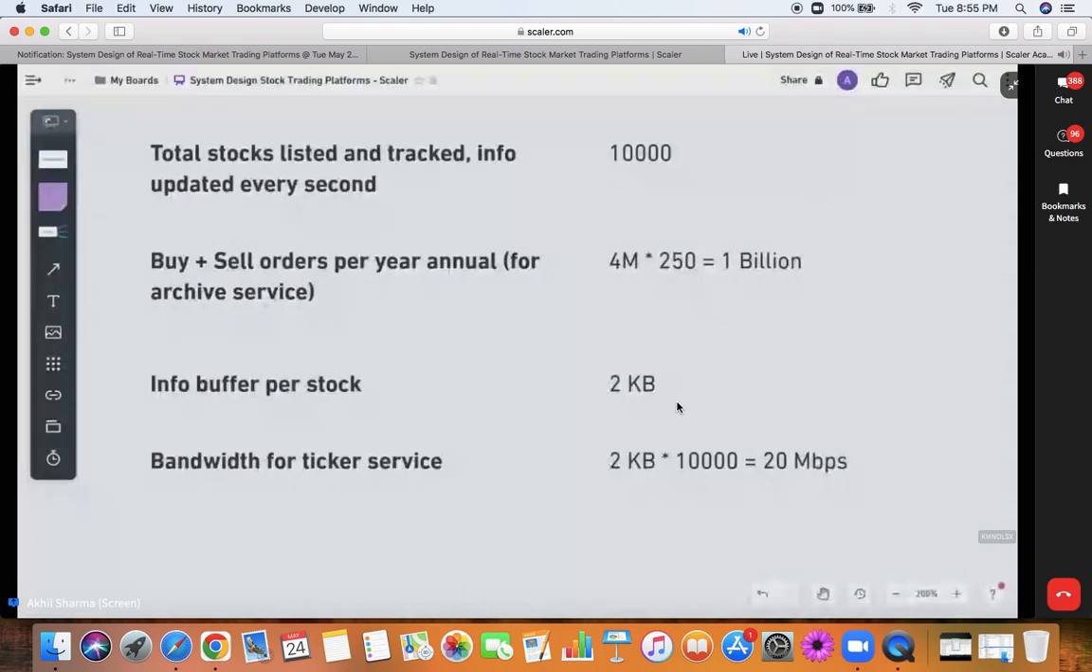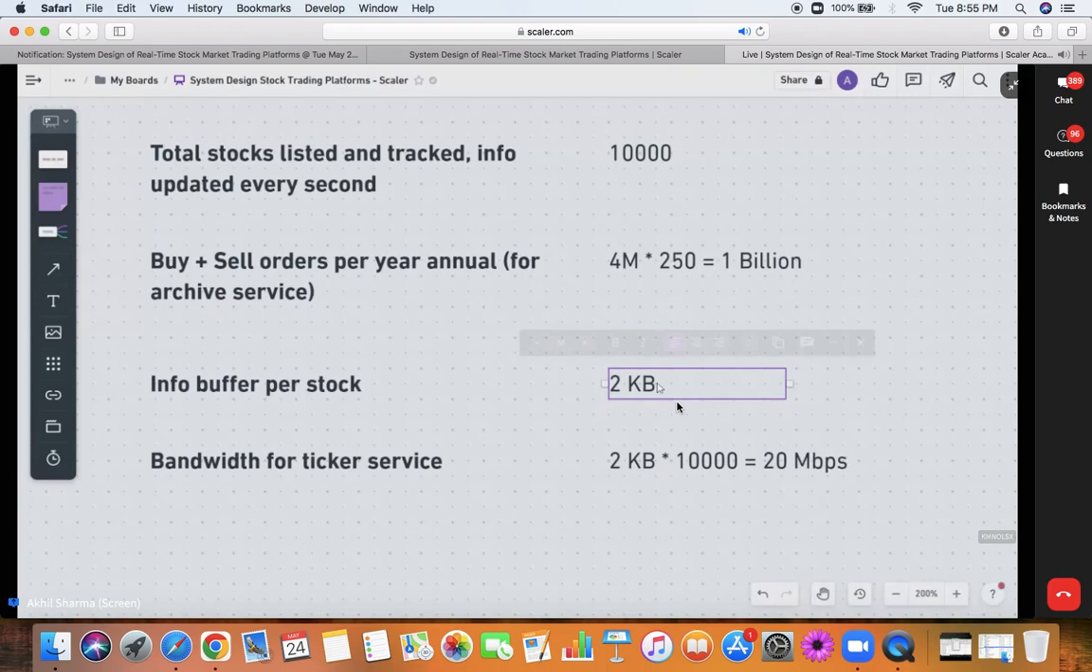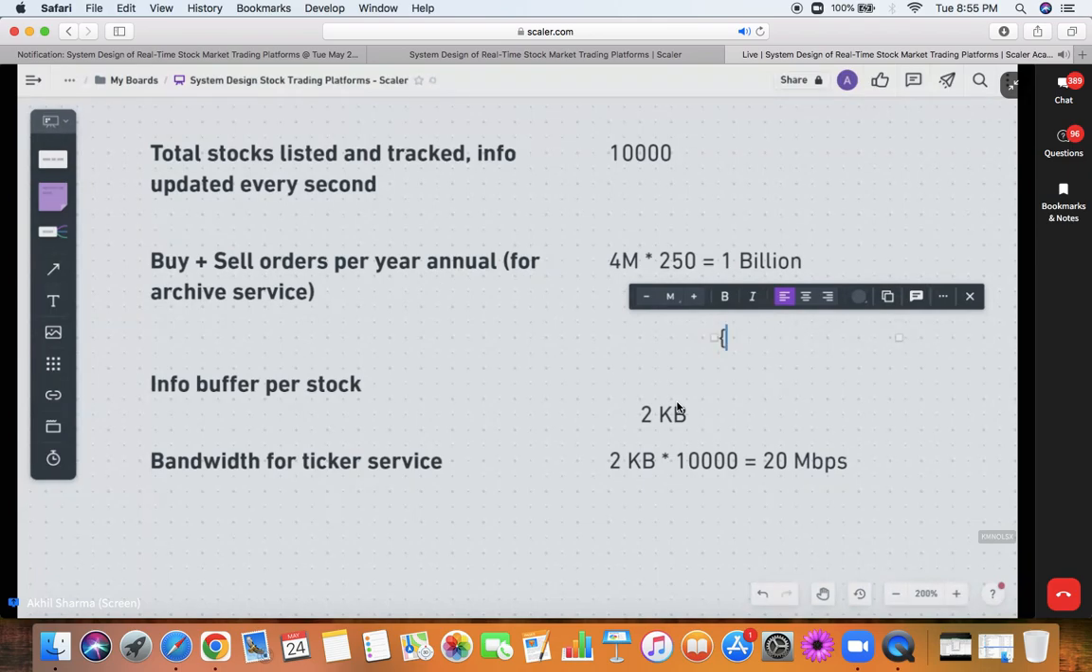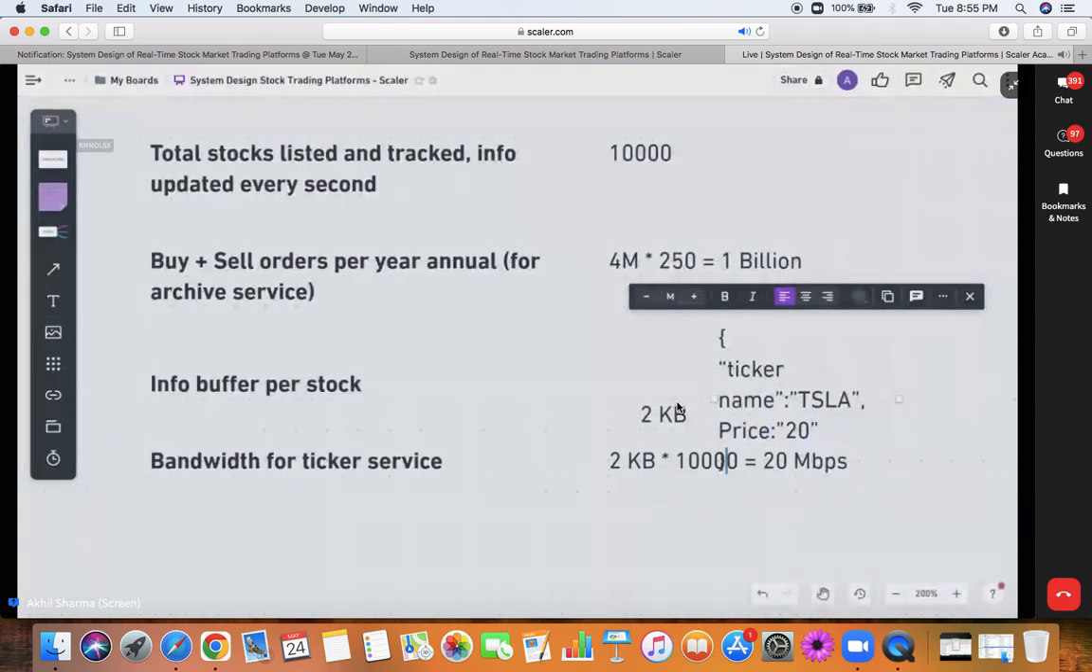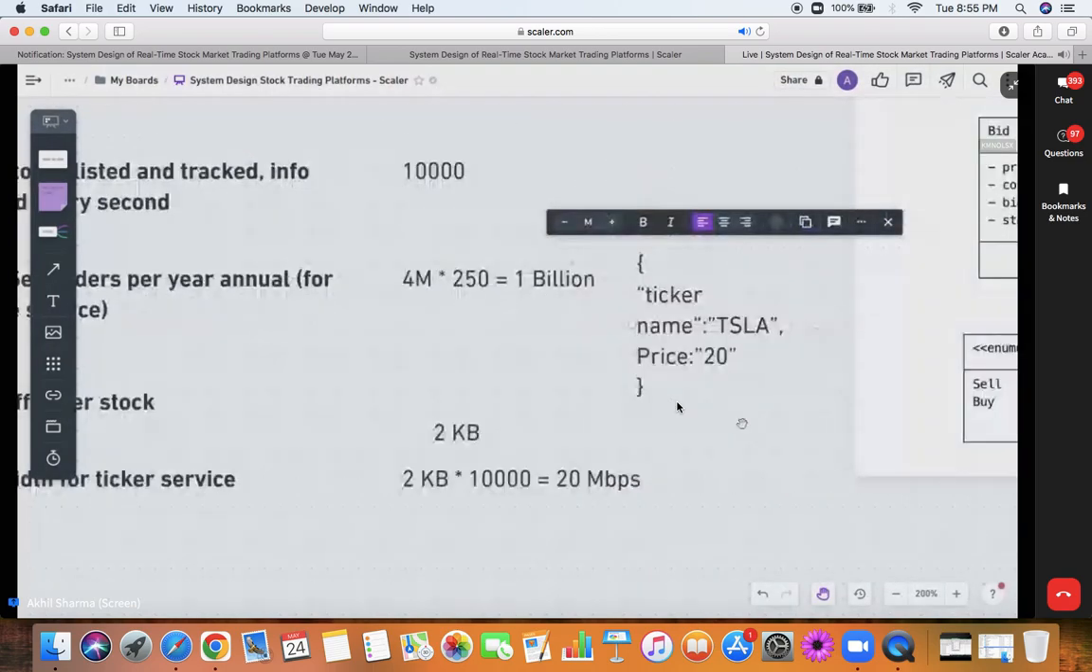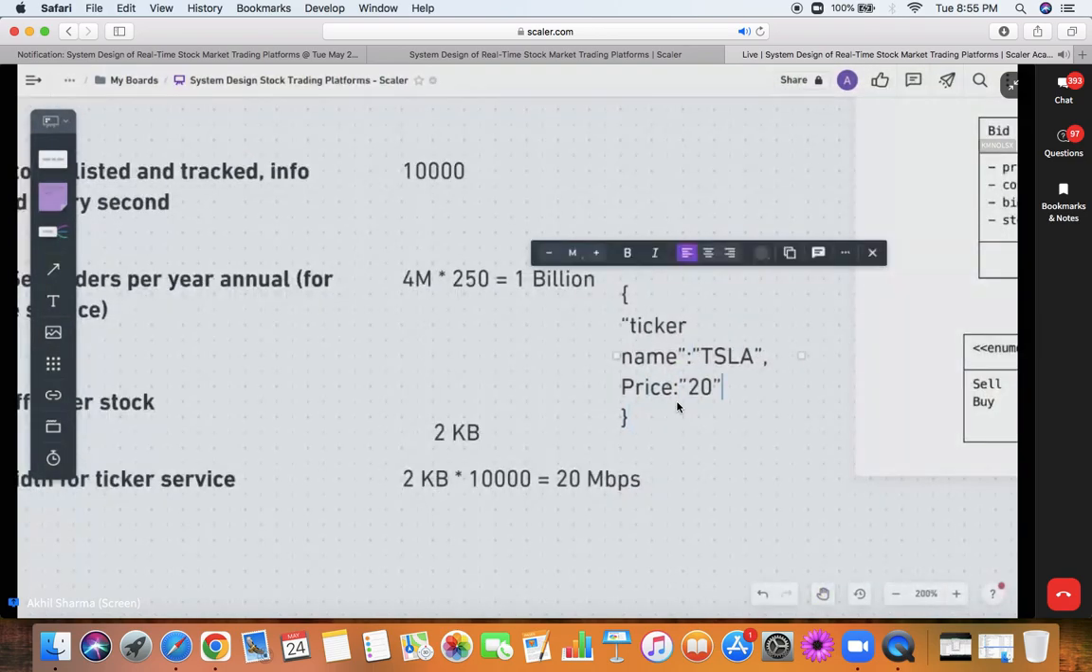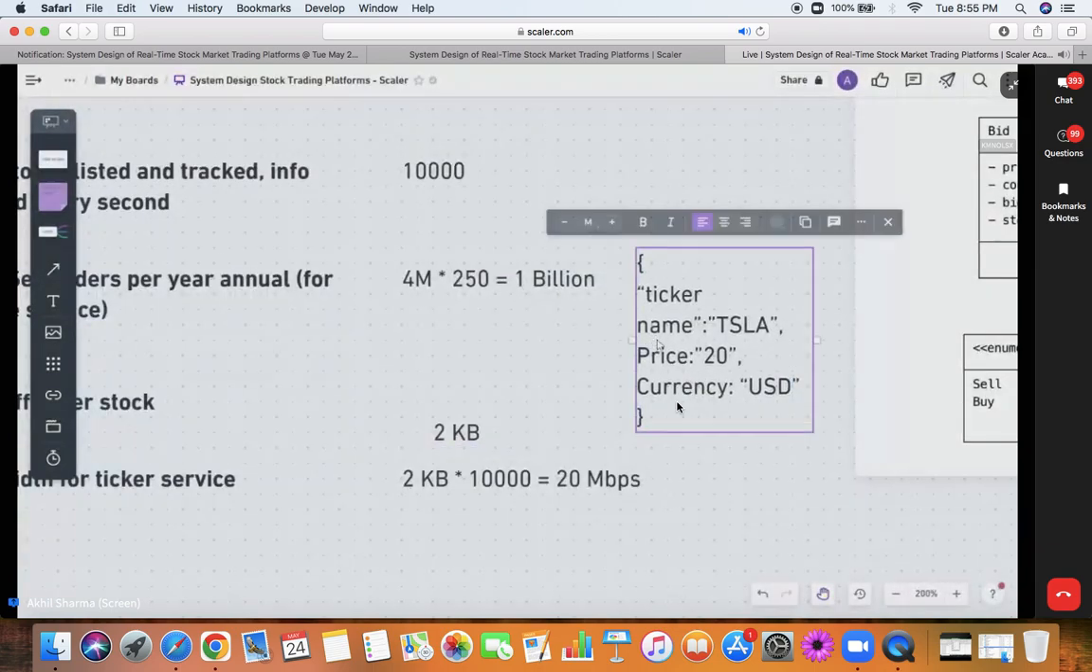So you get some information like what's the price. I'll show it to you. Basically it's like this. You'll get a JSON object like, what's the ticker name. Ticker name could be Tesla, and you could get the price. Price could be 20. Basically, that's sort of a JSON object you'll get, and you'll get what currency this price was in. So you'll say USD. And this is just a little bit of the information. There could be so much more information here, right?